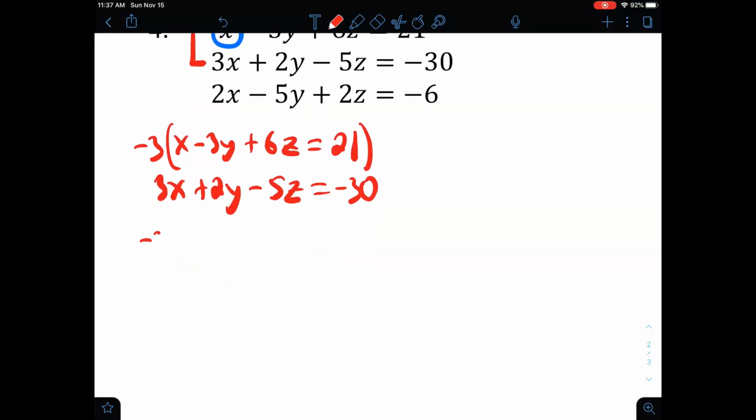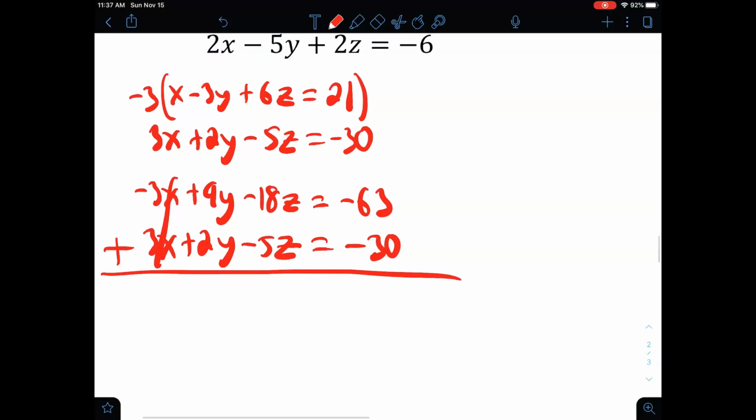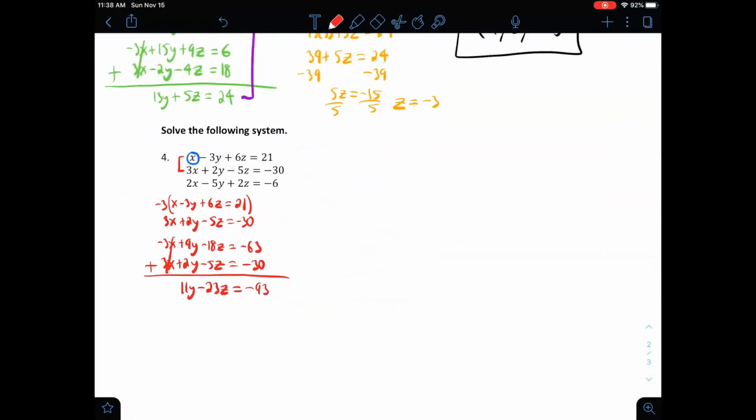So when we multiply that, negative 3 times x is negative 3x. Negative 3 times negative 3y is positive 9y. Negative 3 times 6z is negative 18z. And negative 3 times 21 is going to be negative 63. Final equation is going to stay the same. Add straight down. X's are going to cancel. 9y plus 2y is 11y. Negative 18z minus 5z is negative 23z. Negative 63 minus 30 is negative 93. All right, we canceled the x's in the top equation.